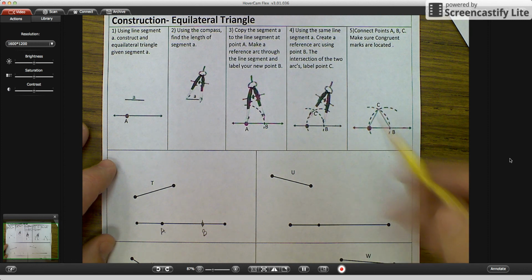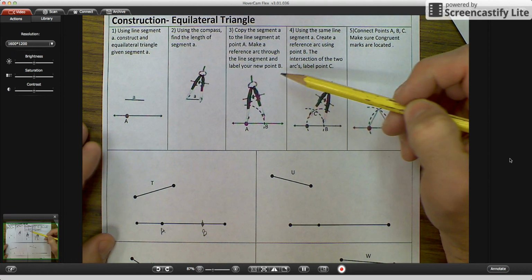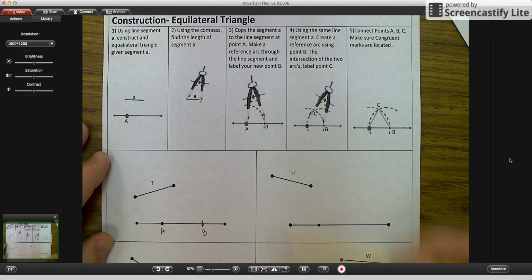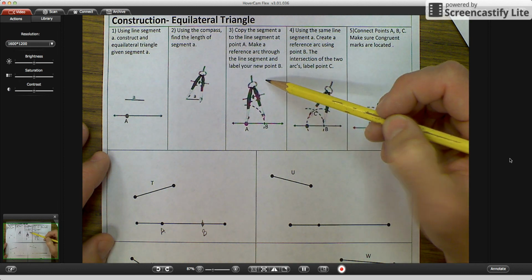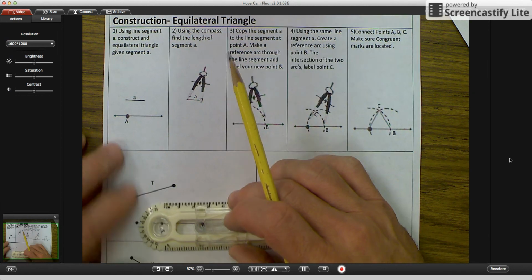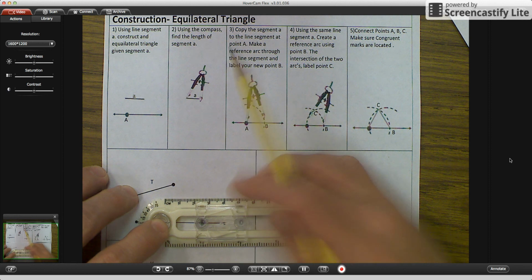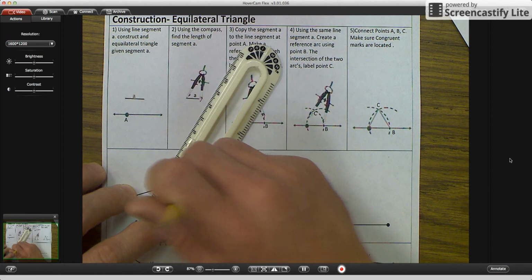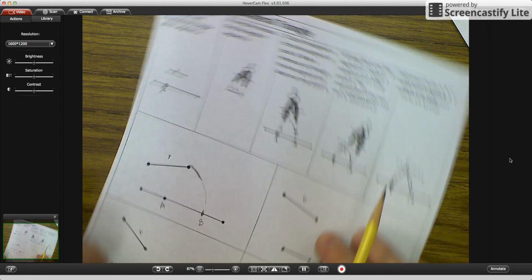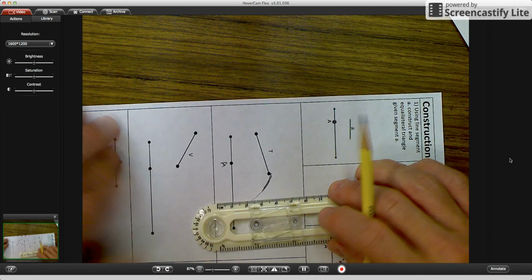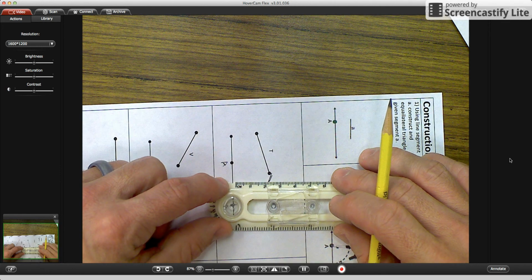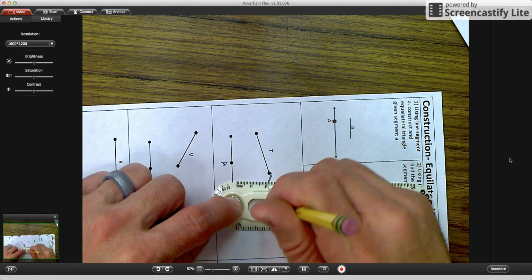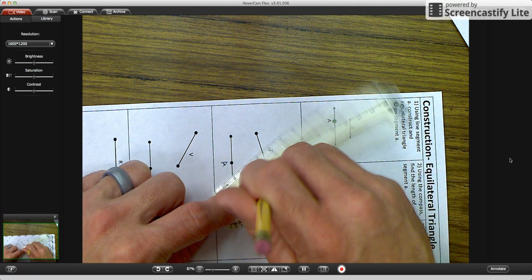Okay, and that was steps 2 and 3. Now we are going to go to point A, and we're going to make our reference arc above. There's our arc. Rotate our paper. Going to move over to point B. Make another arc.